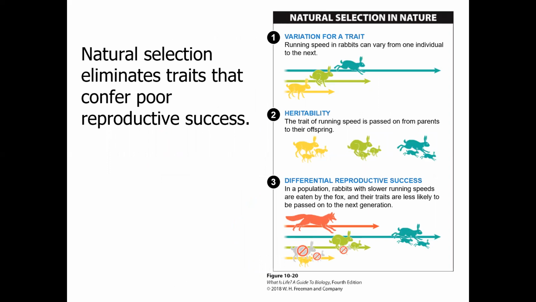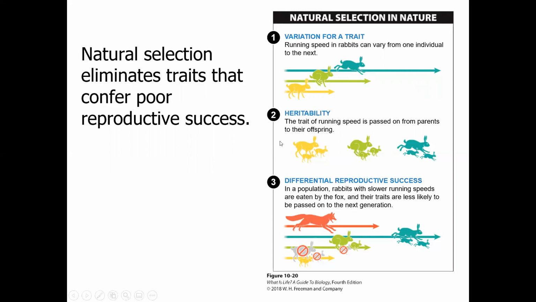And natural selection, by way of the process of those three conditions, is able to eliminate traits that confer poor reproductive success. So the example that your book gives on the right is that the running speeds of rabbits vary from one individual to another. Some rabbits may be very quick. They're able to run really quickly in a short amount of time. Some may be average, and some may be not so great. Ultimately, we have a variation for a trait, running speed. Not every rabbit can run at the same rate.